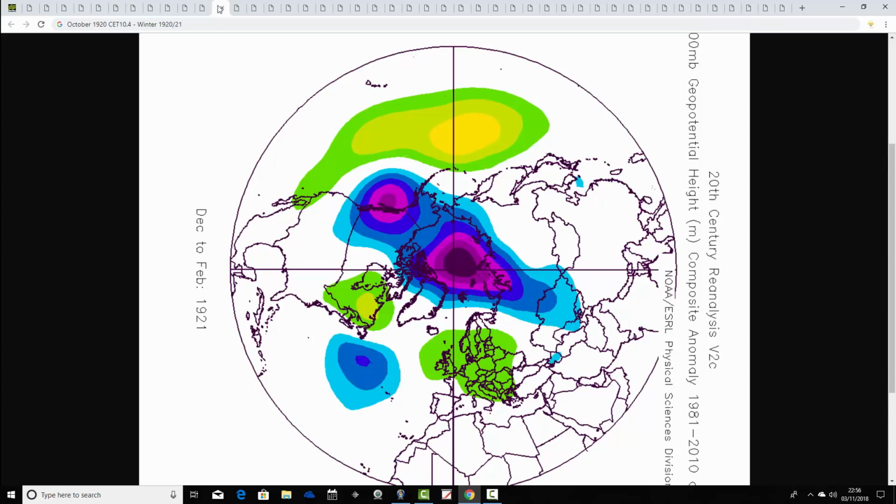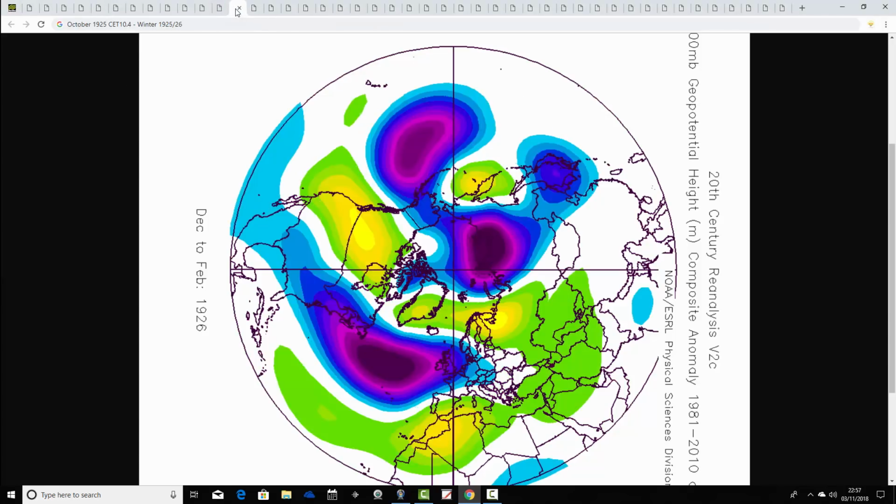The next October is 1920 with a CET of 10.4. The winter of 1920-1921 is generally quite mild and dry with above average heights close to the country in 1920-1921. October 1925 shows up next with a CET of 10.4.